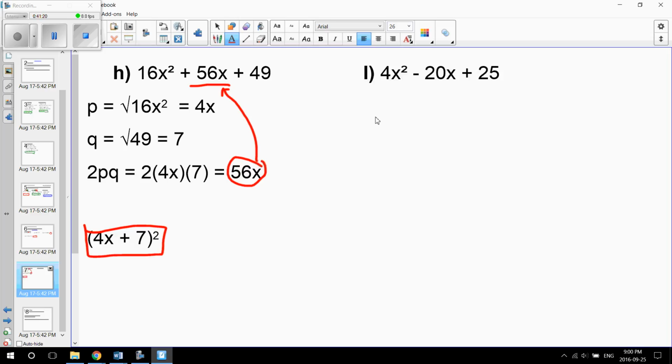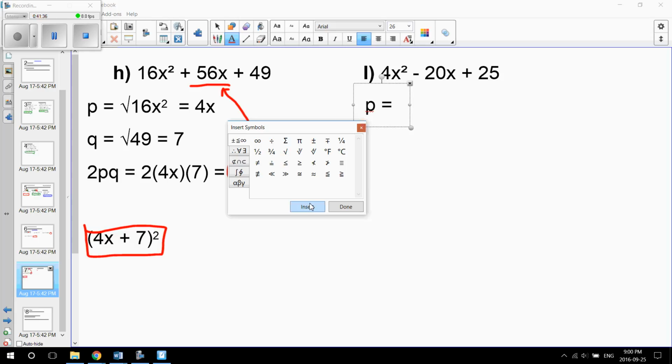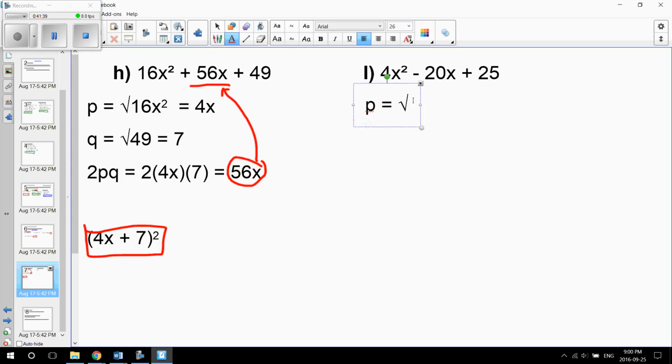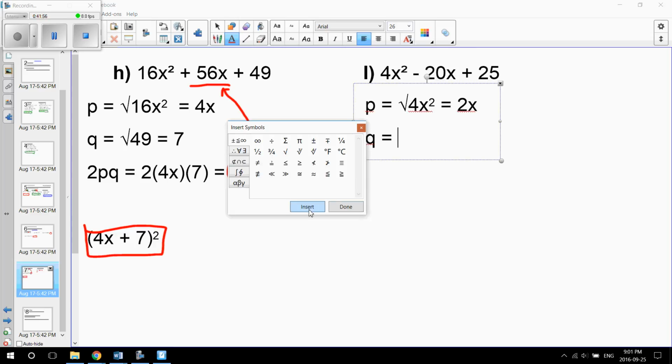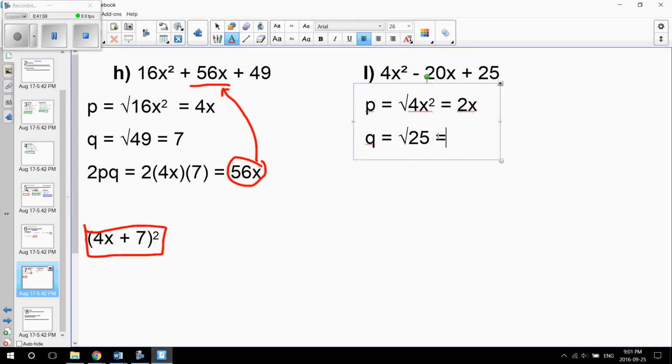We're going to take a look at one more of these types of examples. Again, we're going to check to see if it in fact meets the conditions of a perfect square. So square root our first number, square root 4x squared, and we get 2x. Take a look at our last term, which is the q. We're going to square root the 25, which gives us 5.